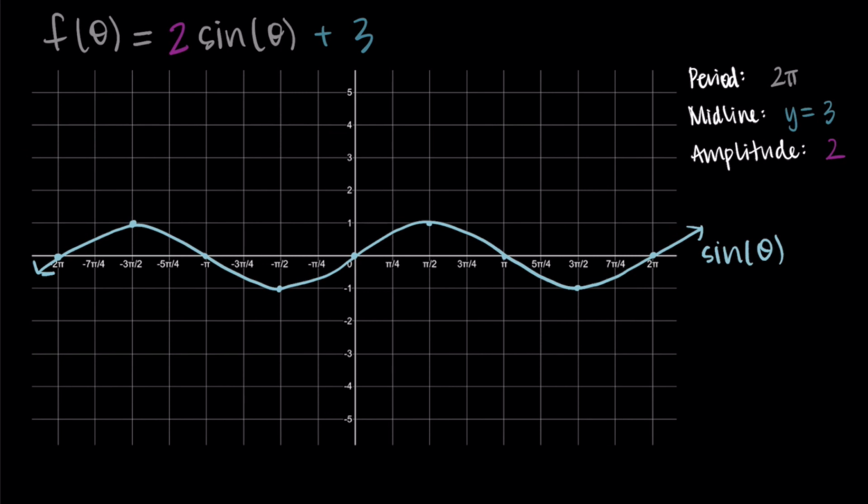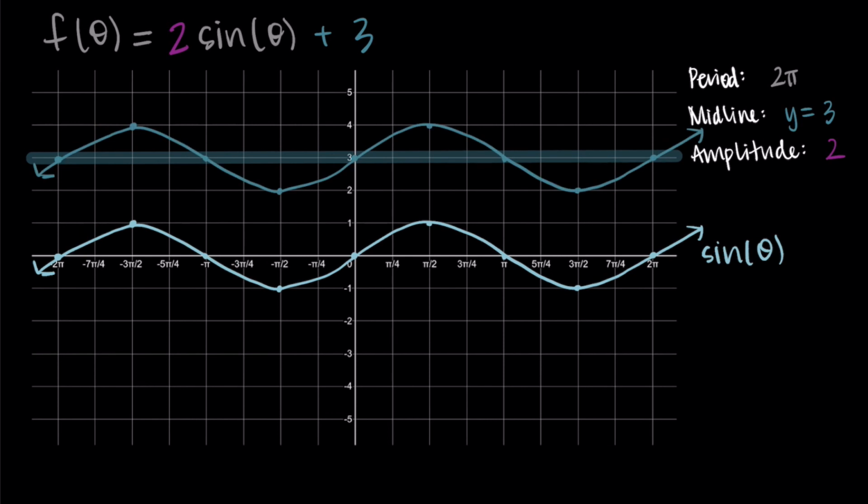I like to do one transformation at a time rather than try to jump all the way to the end, but as you get more practice, you might be able to do that. The first thing we're going to do is move that midline, so the midline becomes y equals 3. You could do them in the other order, I'm just going to do it this way. So I'm taking this whole graph and shifting it up to y equals 3. So this is now sine of theta plus 3.